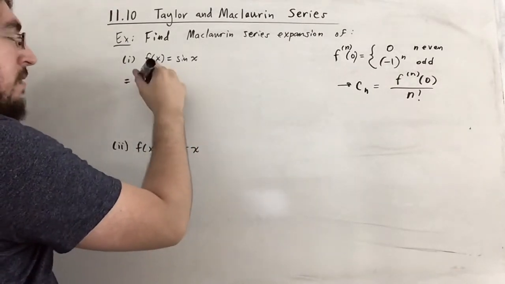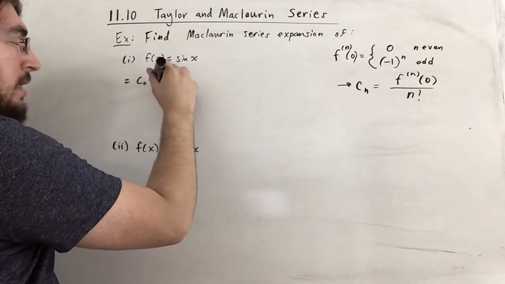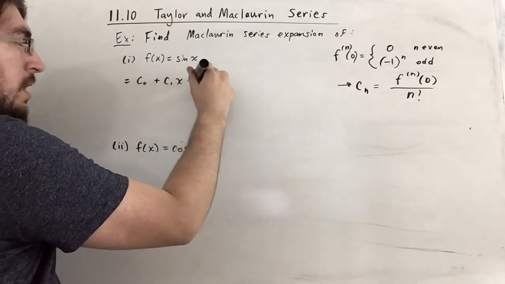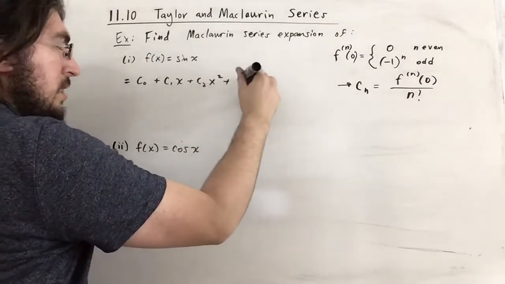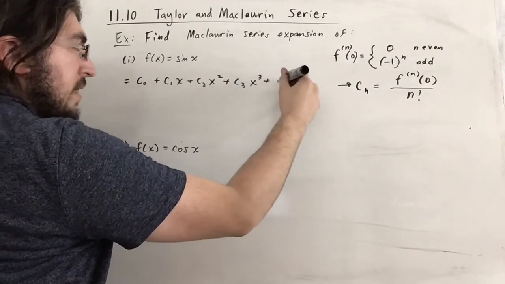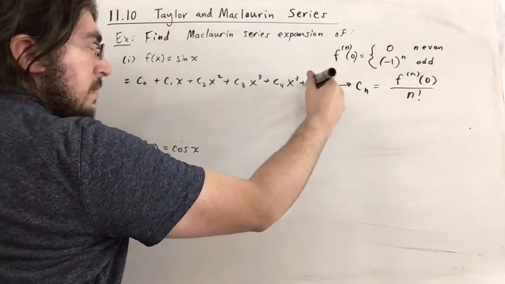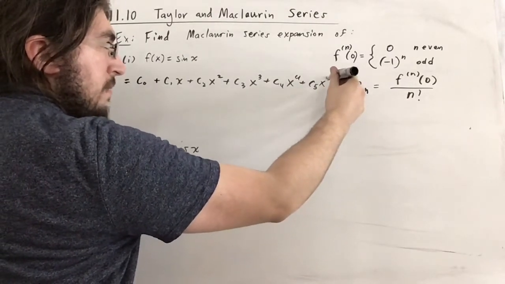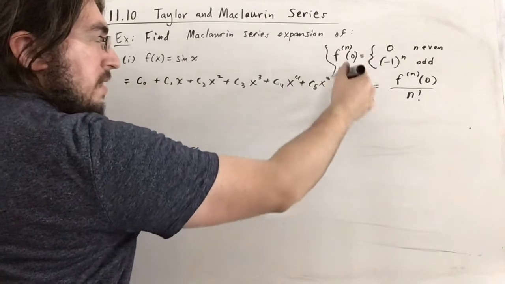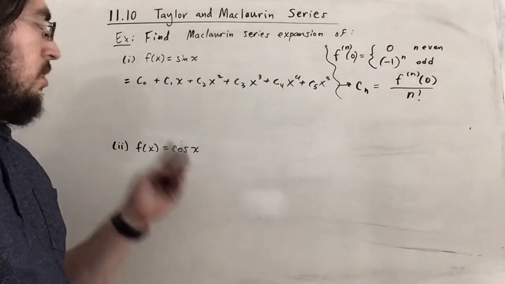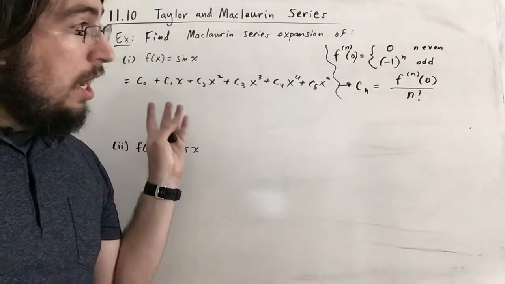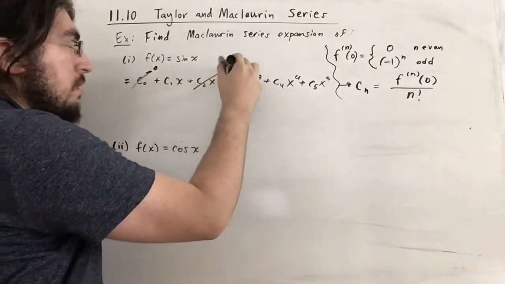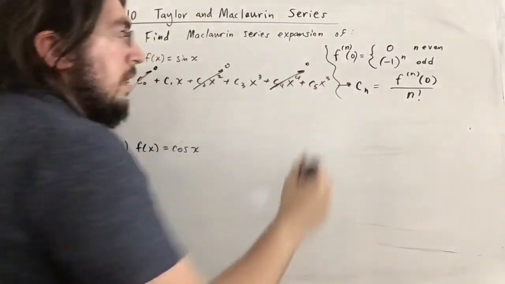So notice we have c sub 0 x to the 0, so that's just c0, plus c1 x to the 1 plus c2 x to the 2. So this is the Maclaurin series expansion of sine of x. I want to go out a few of them, so let's go to c5 x to the 5. That's fine, so kind of ignore that part. All right, so what do we know? We know that when n is even, they're all 0. So this is 0, this is 0, this is 0, and so on.